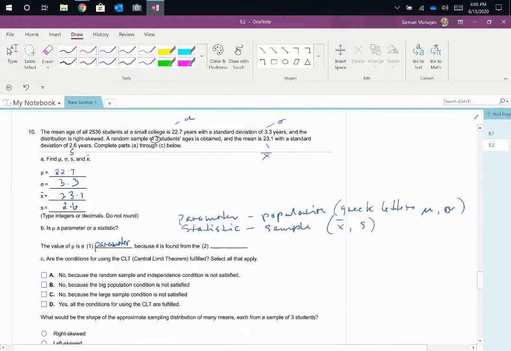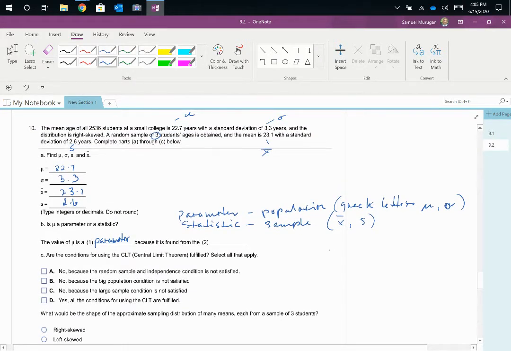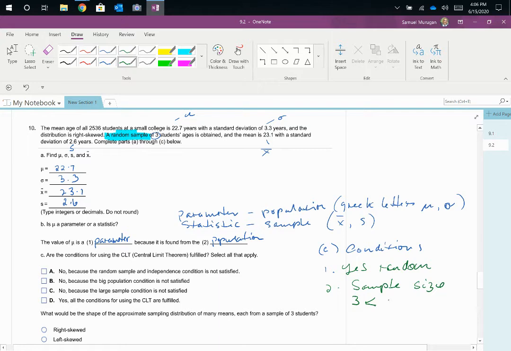Now let's check the conditions. Okay, is it random? Yes, because this is found from the population. Now we're going to check conditions. First of all, condition 1, we are explicitly told that the sample is random. Yes, random. Sample size. The sample size here is given as 3. 3 is less than 25.